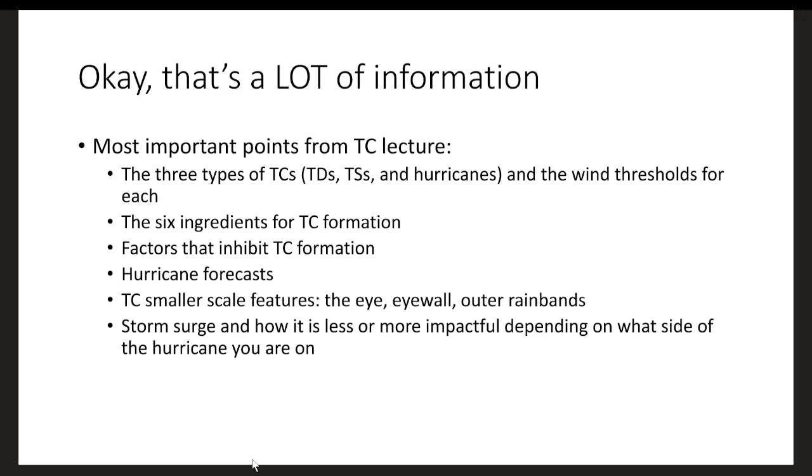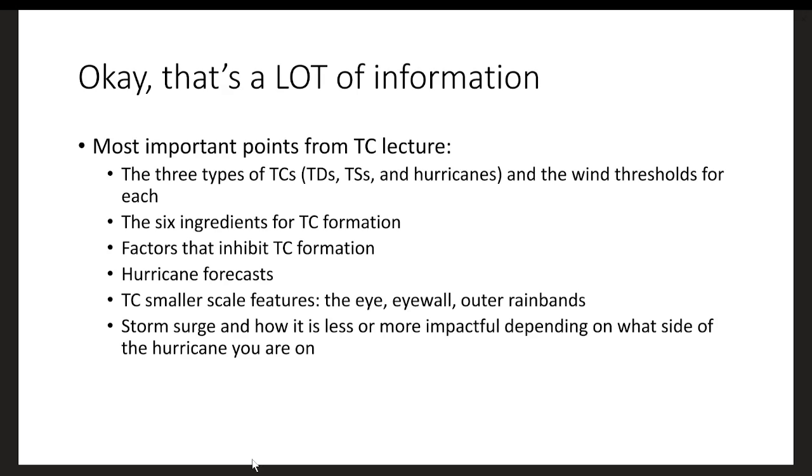A tropical cyclone has smaller scale features embedded within, including the eye, which is the area where there's no weather, the eye wall, where the weather is most severe, and then the outer rain bands, where the tornadoes form and you have a combination of rising and sinking motion. Rising motion within the band and sinking motion outside the band.